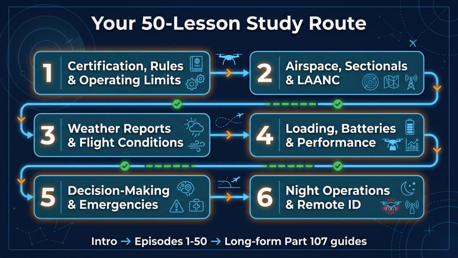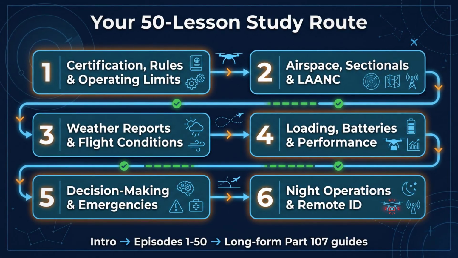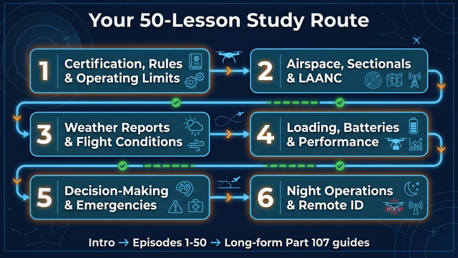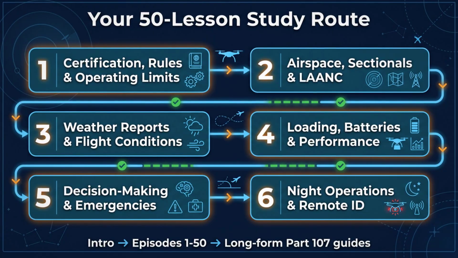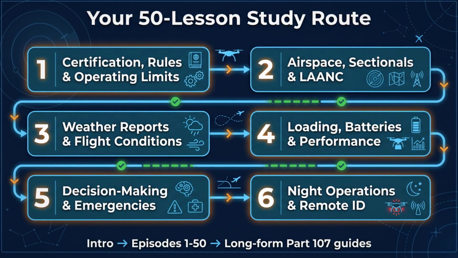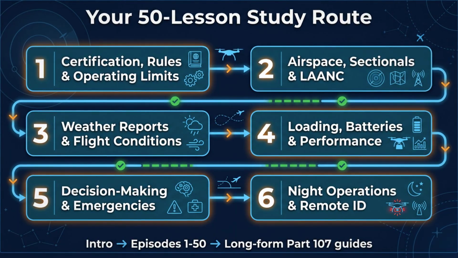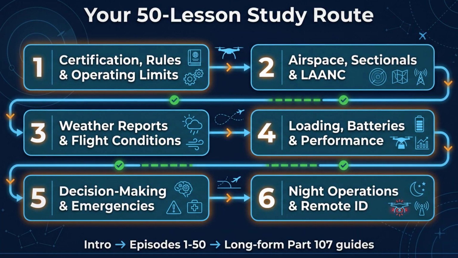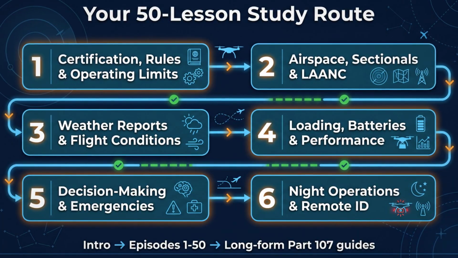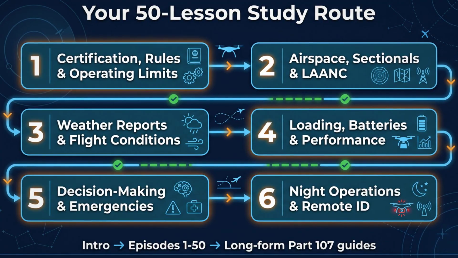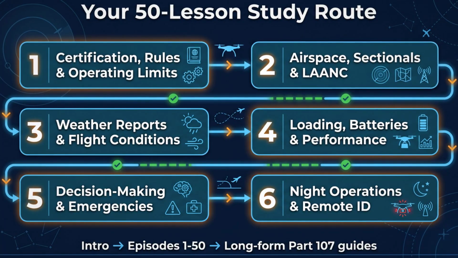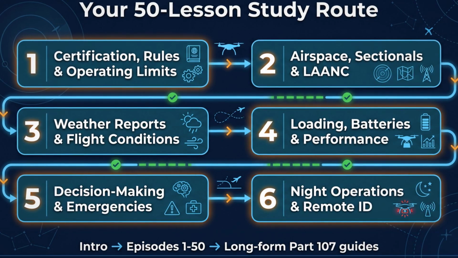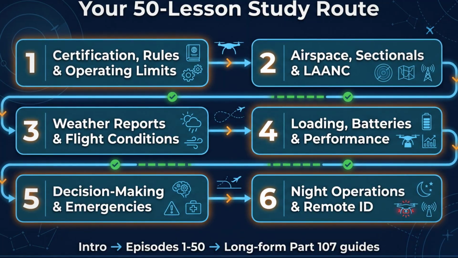Episodes 1 through 50 begin with certification, recurrent training, operating limits, visual line of sight, night operations, operations over people and moving vehicles, accident reporting, and waivers. The course then moves through Class B, C, D, E, and G airspace, sectional charts, LAANC, special use airspace, notices, airport operations, weather reports, forecasts, visibility, density altitude, loading, batteries, and performance. The final lessons cover risk management, hazardous attitudes, crew communication, right-of-way, lost link and emergency procedures, pilot physiology, night vision, anti-collision lighting, remote ID, and detect and avoid foundations.